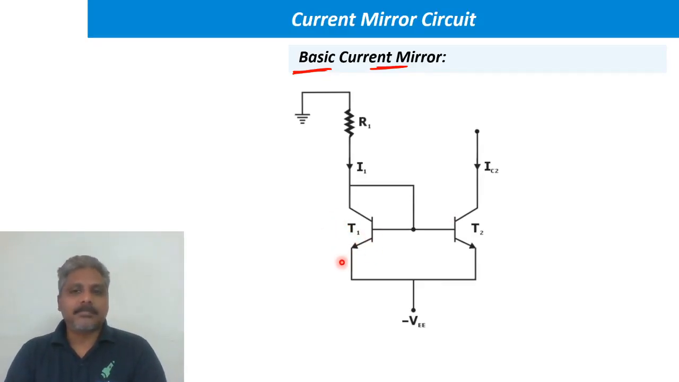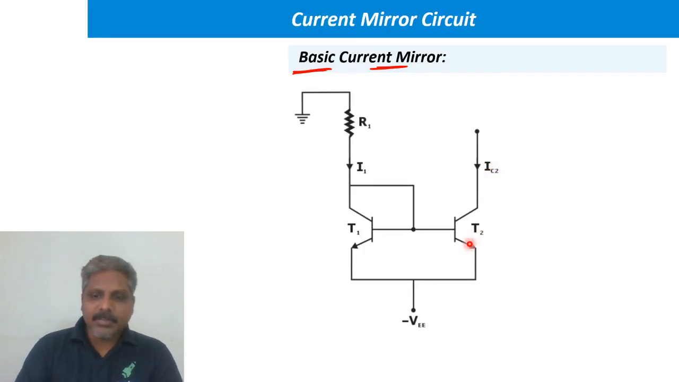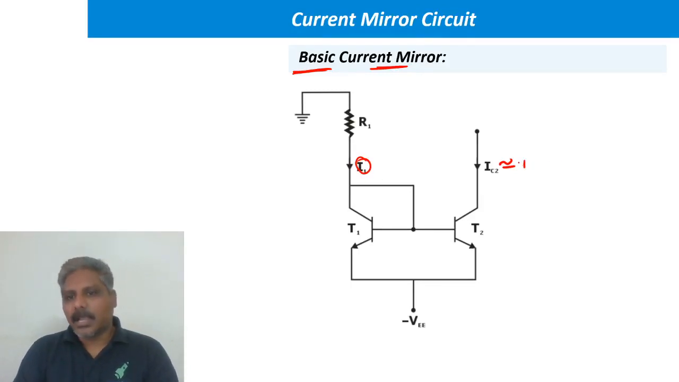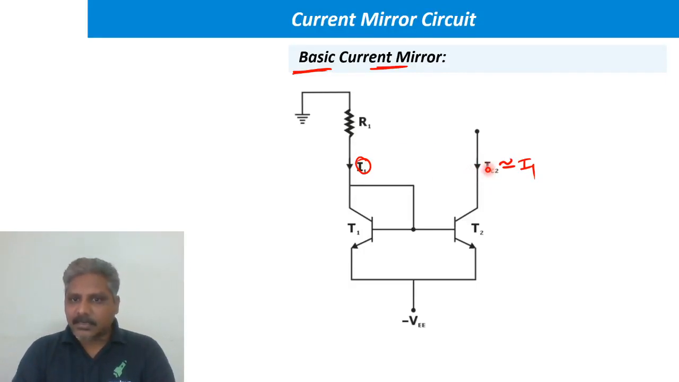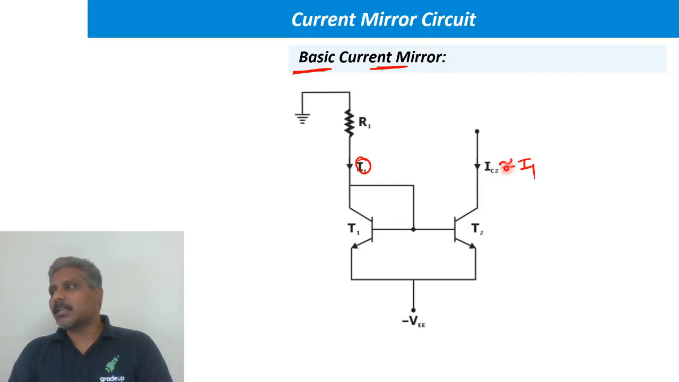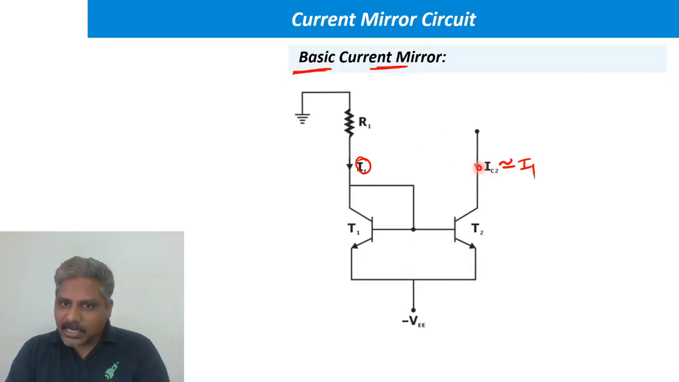The current flowing in transistor 2, I call it IC2, will be almost equal to the current flowing here in this transistor, I1. That means the current flowing in the collector of this transistor is the mirror image of this current. That's why it's called current mirror. The current here is mirror imaged here. That's called a current mirror circuit.